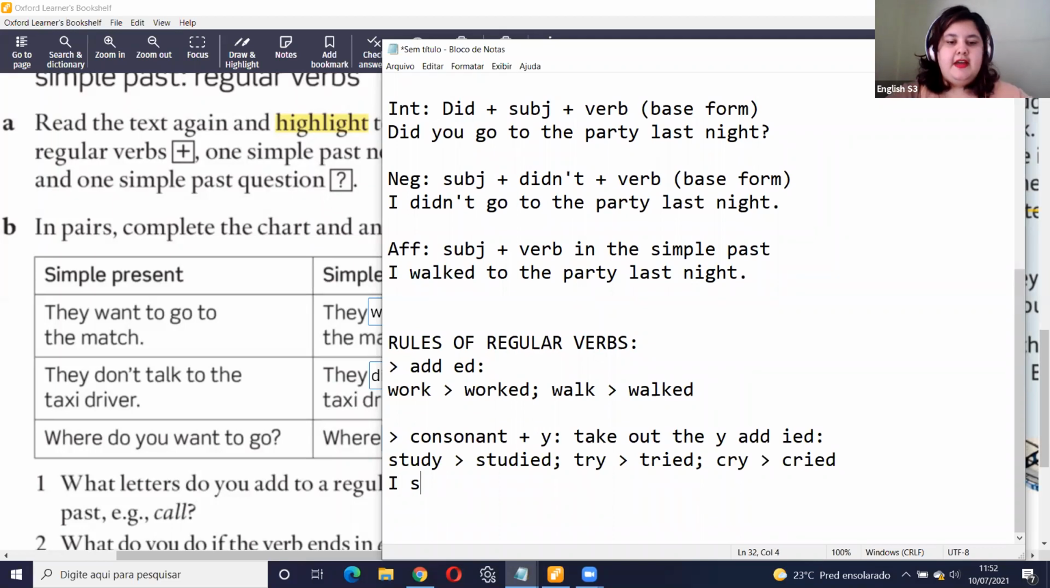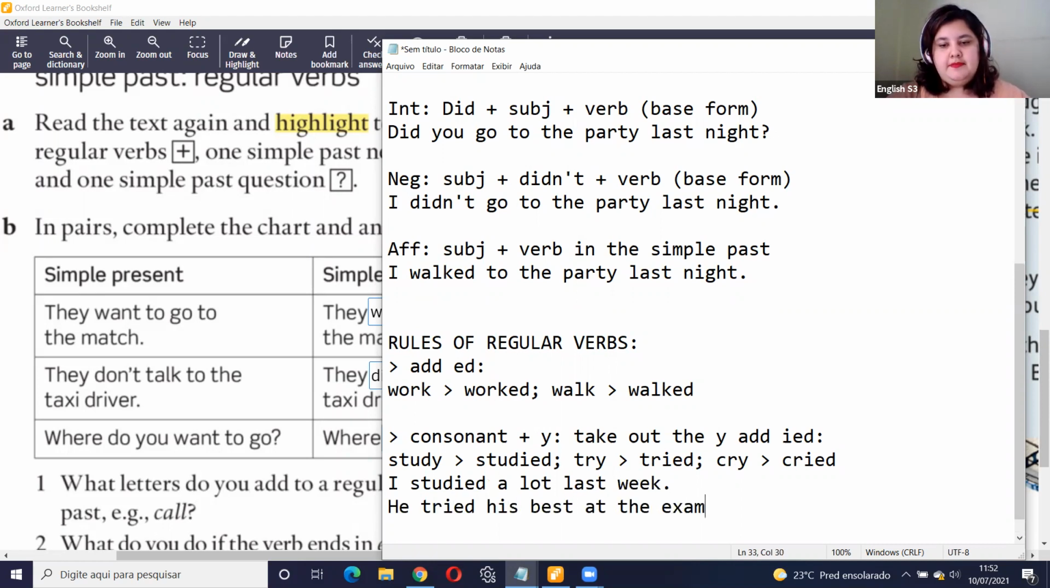For instance, I studied a lot last week. He tried his best at the exam. She cried last night. That's basically it.